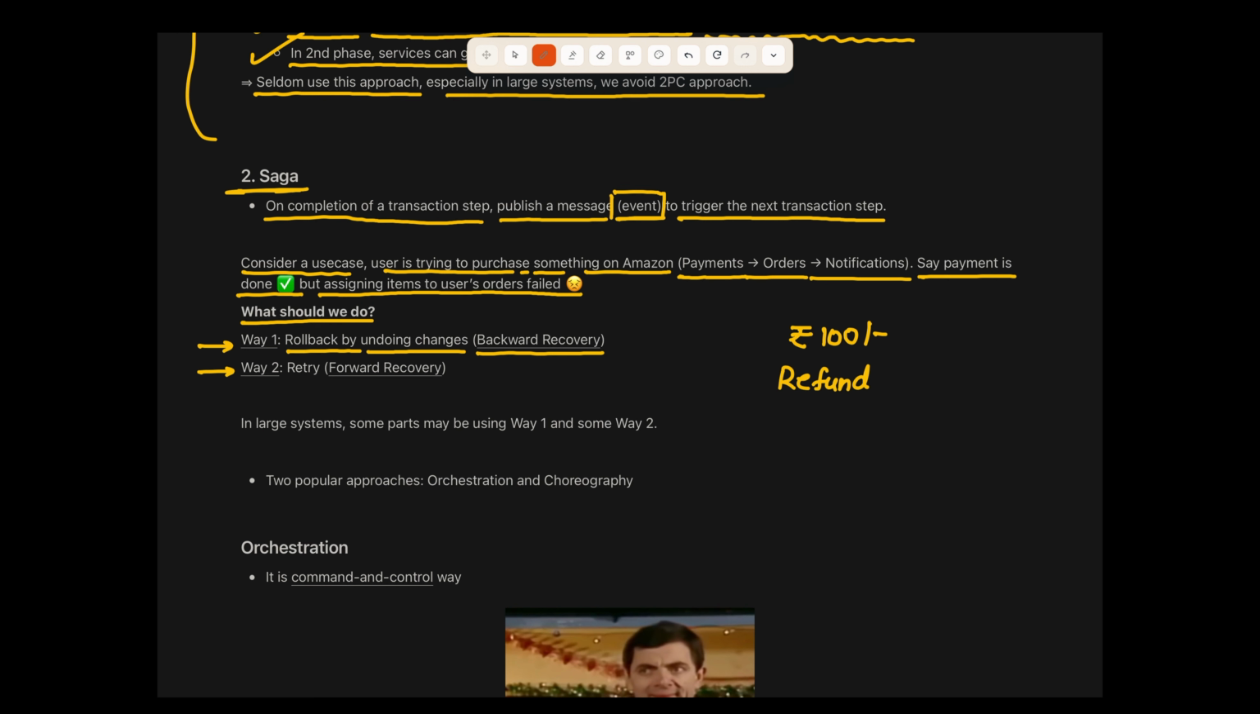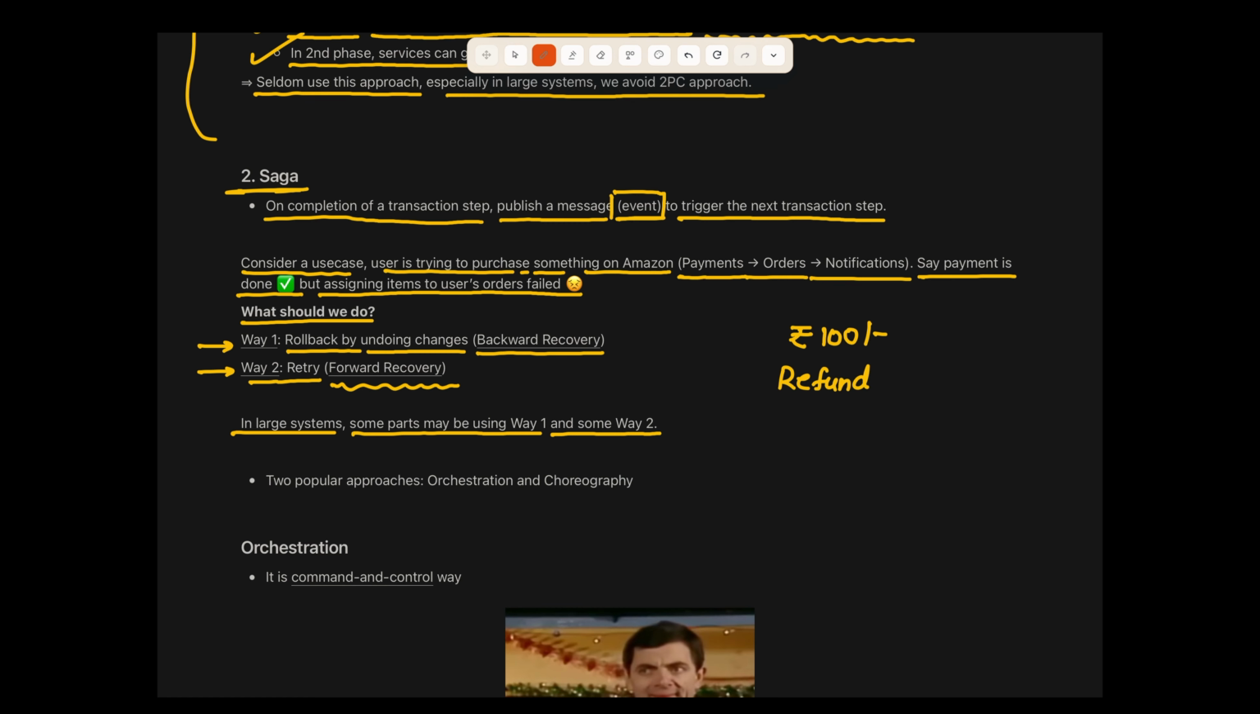The second way is, since the payment is already done by the user, can we do a retry? This is known as forward recovery. In large systems, some parts may be using way 1, that means backward recovery, and some parts may be using way 2, which is the forward recovery.